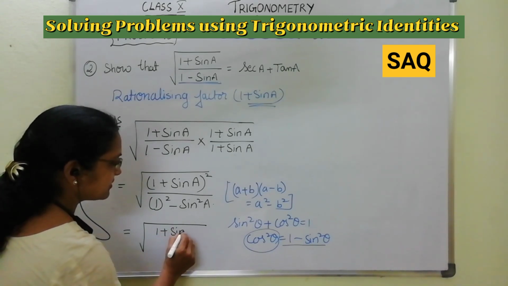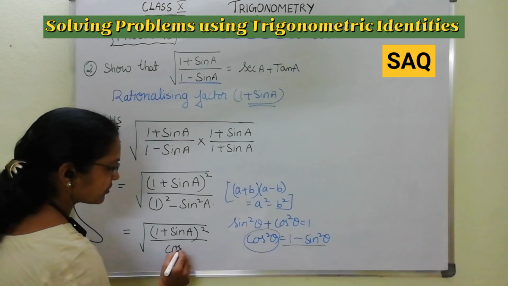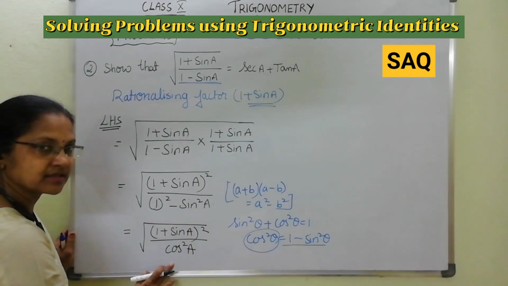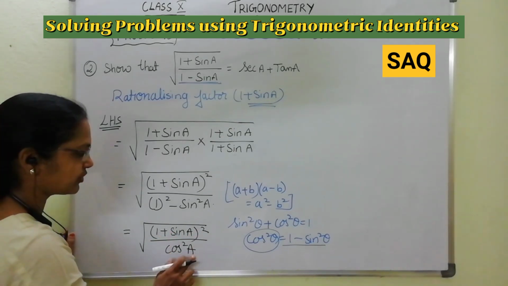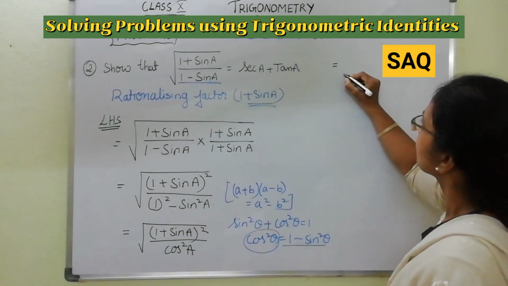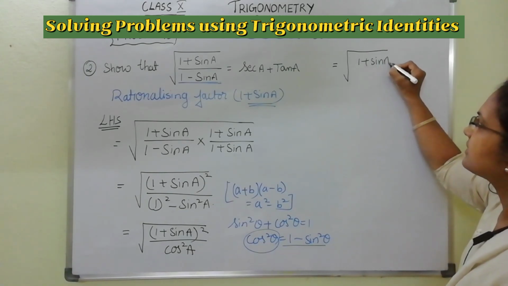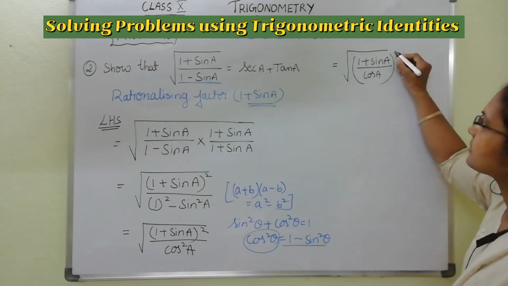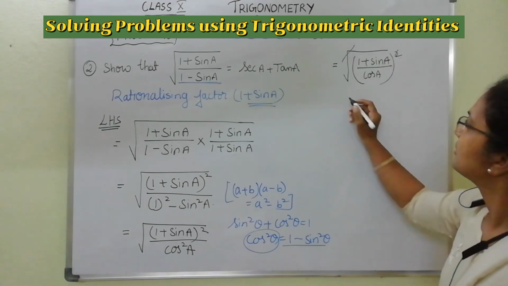1 plus sin A whole square by cos square A. 1 minus sin square is written as cos square A. Now, as square is there on numerator and denominator, we will be taking it as whole square. So we write it as root over (1 plus sin A by cos A) whole square. By now I hope you got an idea how to proceed further.